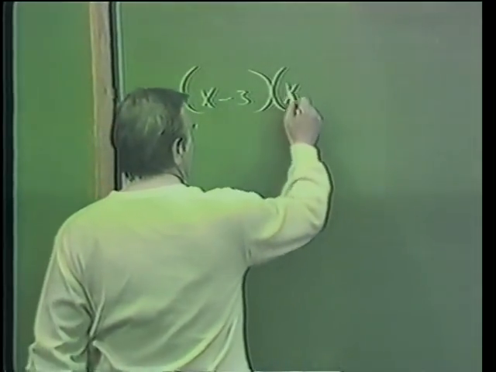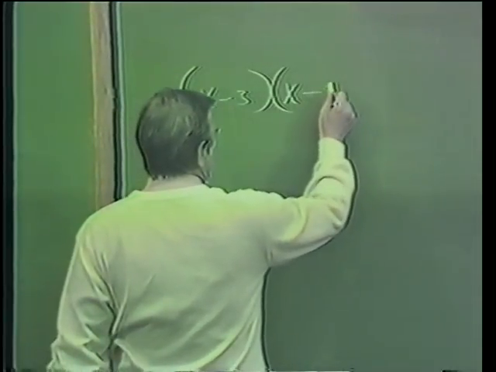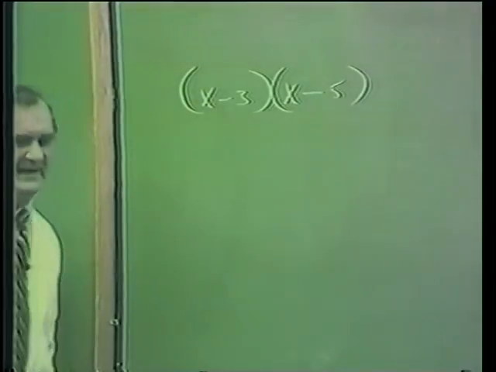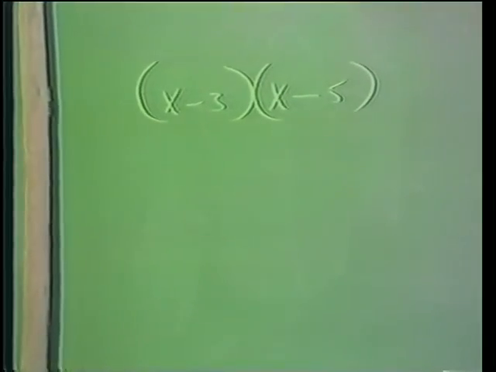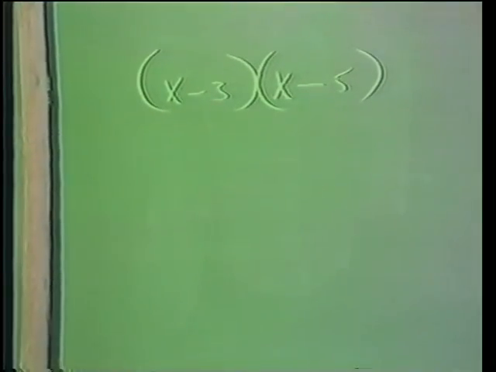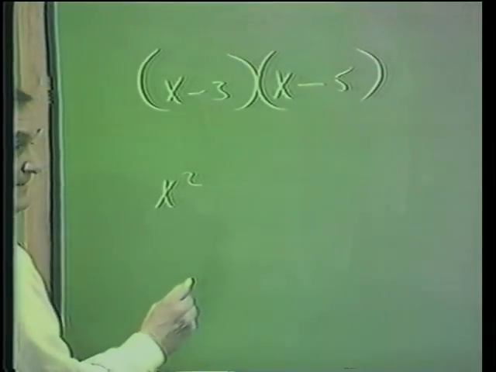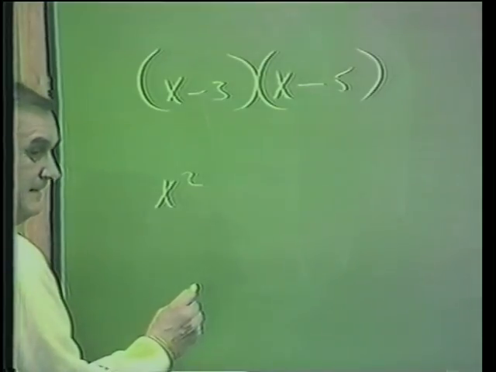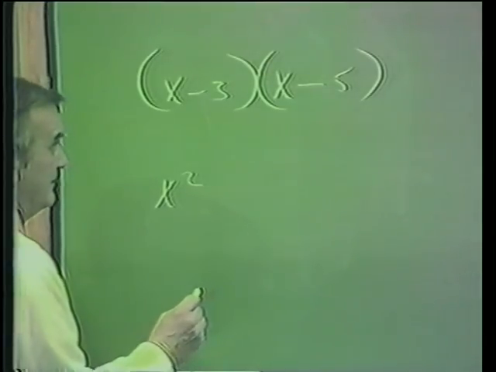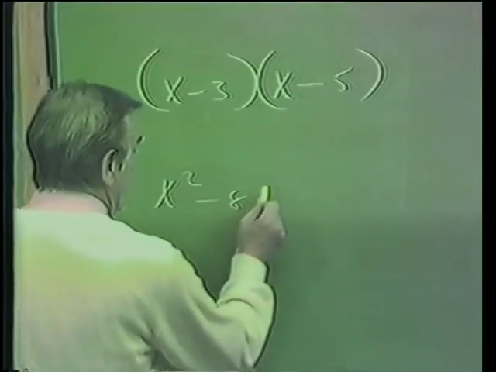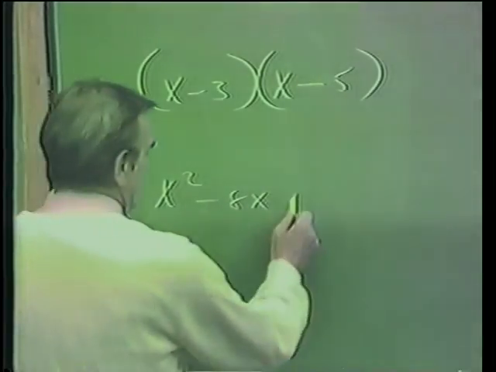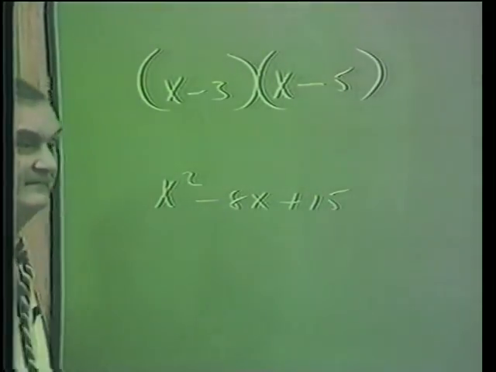Let's suppose we have the quantity x minus 3 times the quantity x minus 5. What would we get for a product here? Tim? X squared minus 8x plus 15. Very good, Tim.